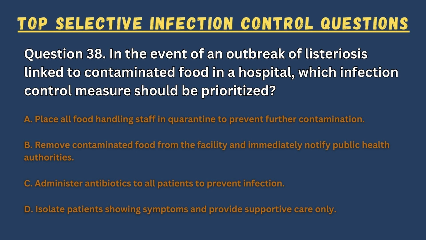Question 38. In the event of an outbreak of listeriosis linked to contaminated food in a hospital, which infection control measure should be prioritized? A. Place all food handling staff in quarantine to prevent further contamination. B. Remove contaminated food from the facility and immediately notify public health authorities. C. Administer antibiotics to all patients to prevent infection. D. Isolate patients showing symptoms and provide supportive care only.